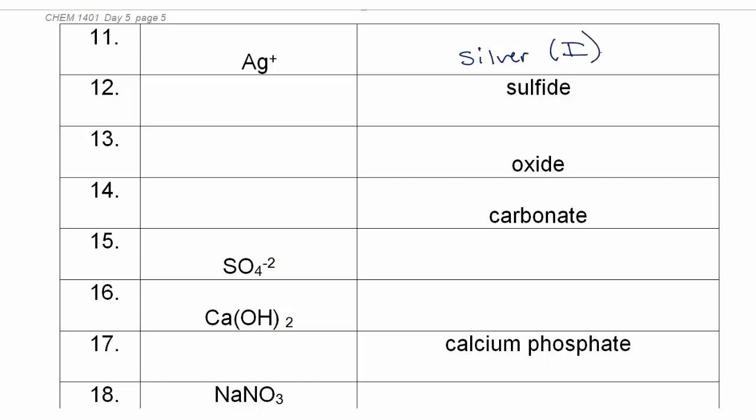Sulfide sounds a lot like sulfur. -1, -2. Oxide sounds like oxygen. -1, -2. Carbonate, our first polyatomic ion. Either you know it or you don't. Carbonate is a carbon, 3 oxygens, and a -2 charge. Recognize this polyatomic ion? Sulfate.